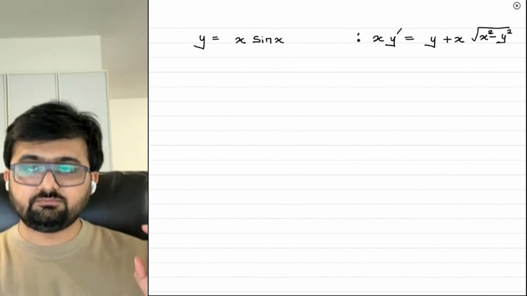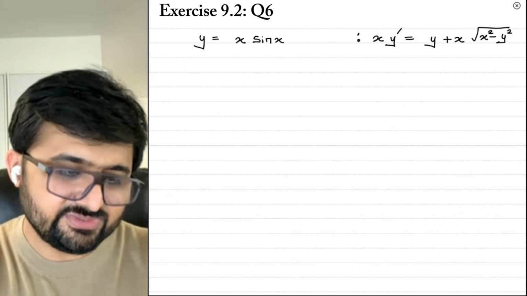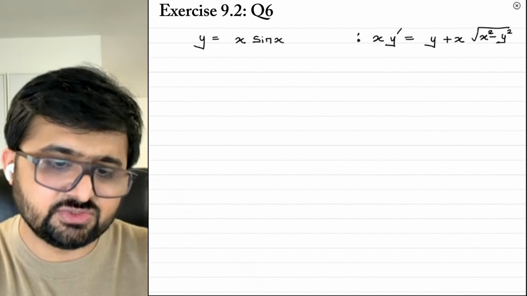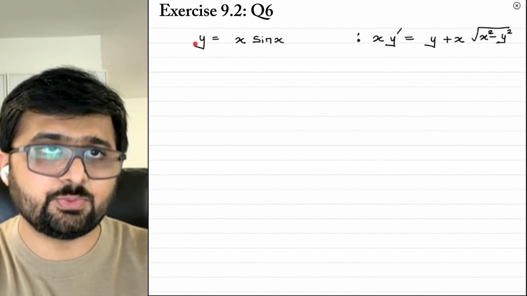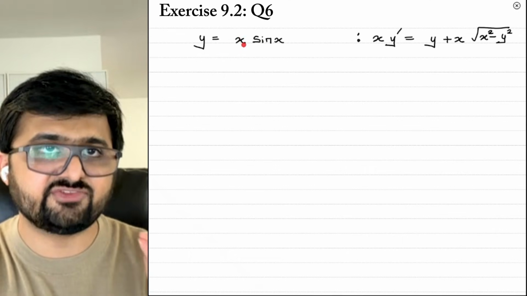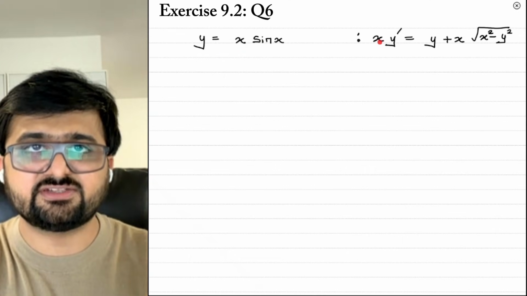Okay. All right, let's look at this next example, which is y is equal to x into sine x, and we need to prove that this equation in x and y is a solution of this differential equation.